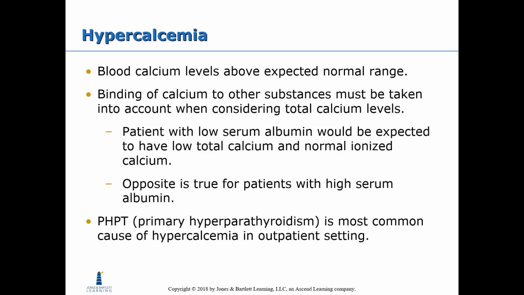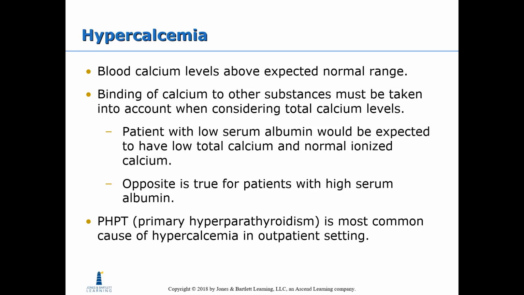Hypercalcemia. Hyper means more. Ca is the element symbol for calcium, so hypercalcemia. Blood calcium levels are above the expected normal range. Binding of calcium to other substances must be taken into account when considering total calcium levels. A patient with low serum albumin would be expected to have a low total calcium and normal ionized calcium. The opposite is true for patients with high serum albumin.